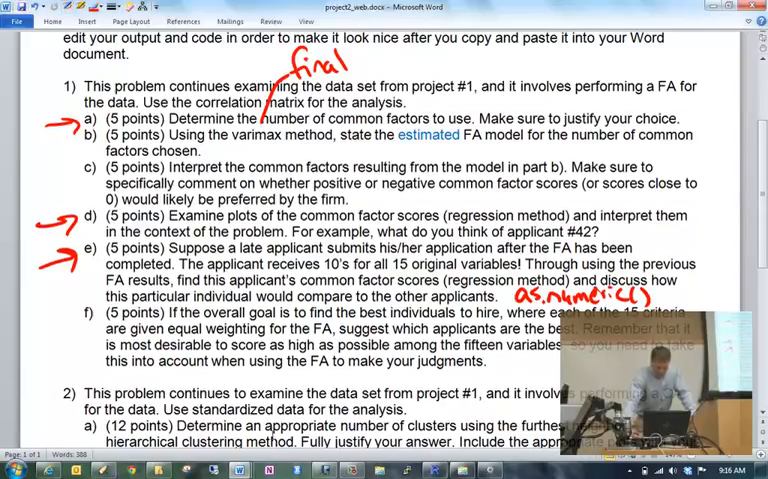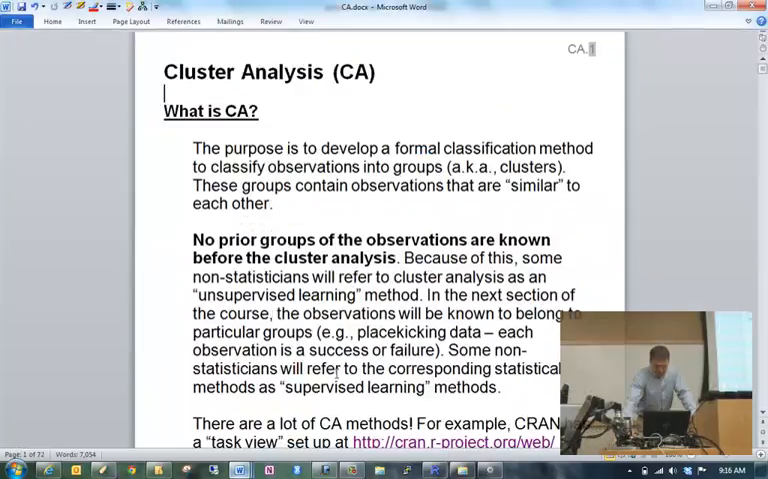Okay. Moving along then. Let's move into the next section. This is not on test number 2. So this is cluster analysis. This is still in the overall, let's say, division of the course that I've created, where I would call this exploratory data analysis. And this is the last section in this overall framework of how I organize the course.